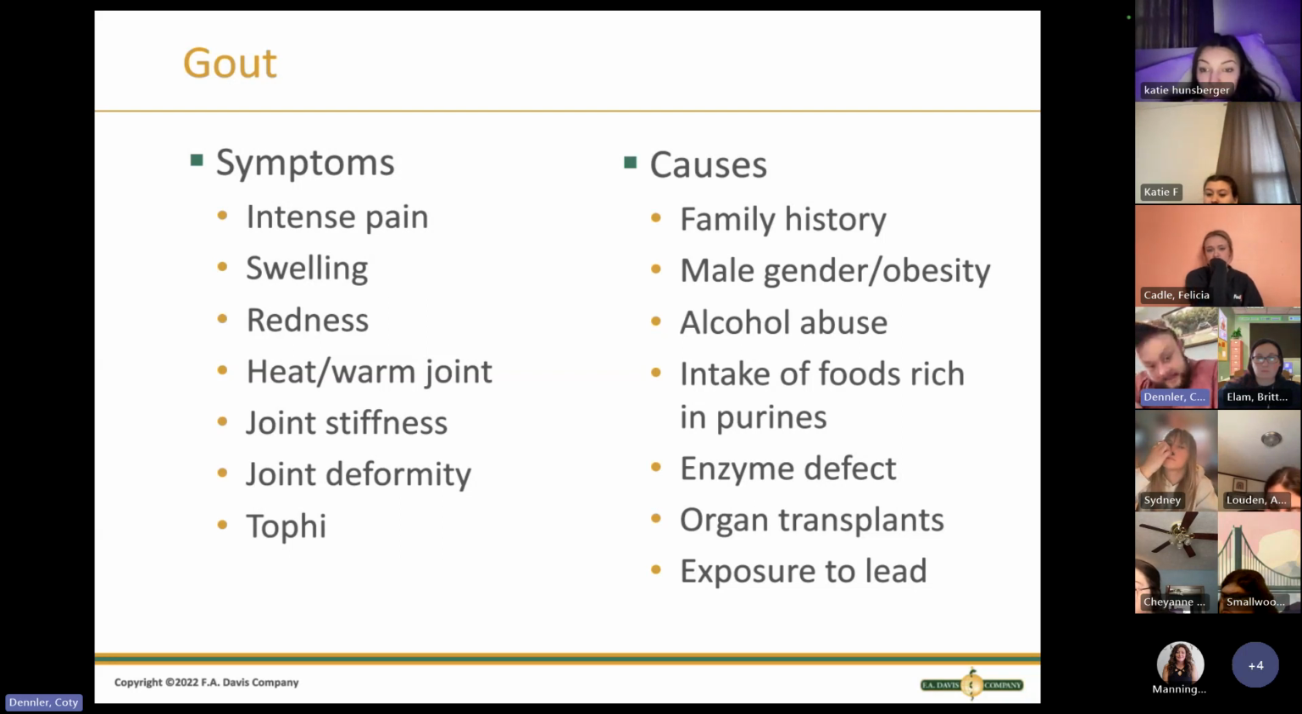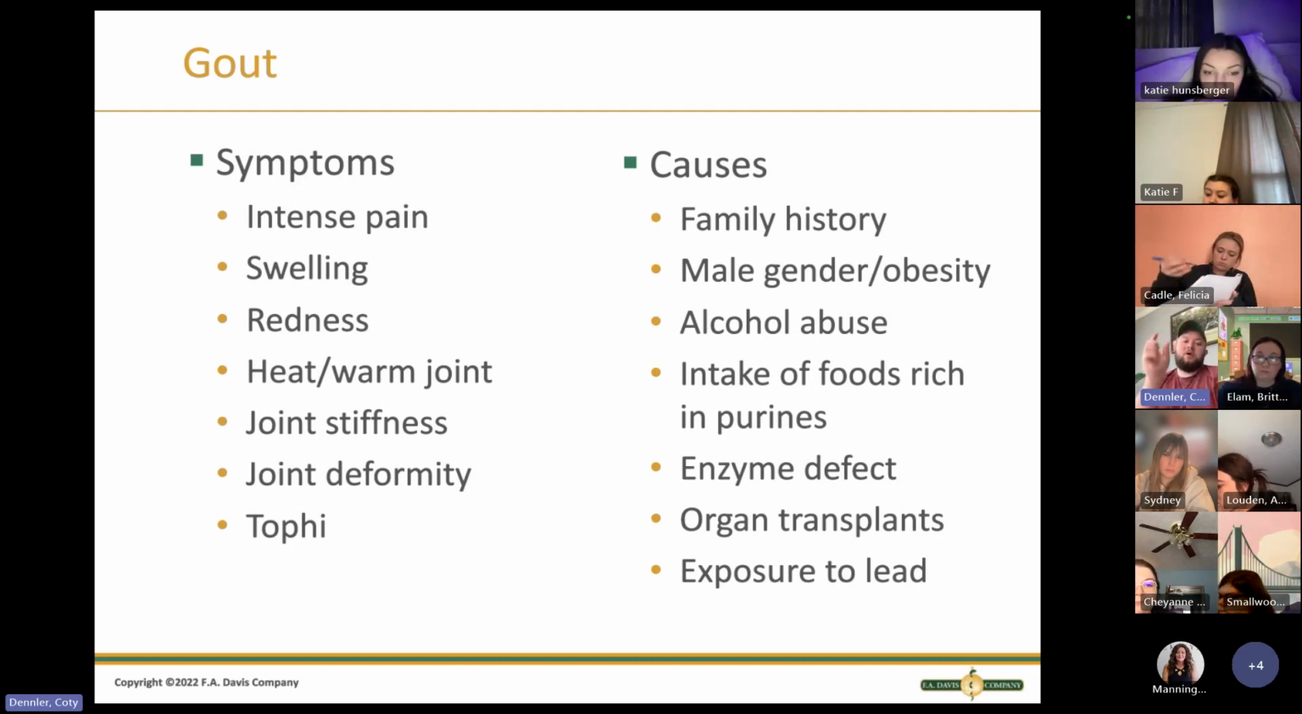So what do you see with gout? You see this intense pain. And then you see swelling and redness. If you go to page 635 in your book, bottom right-hand corner, you typically see it in the joints of your big toe and your elbow. And you can see it in other joints, but those are the two big ones where you see gout.